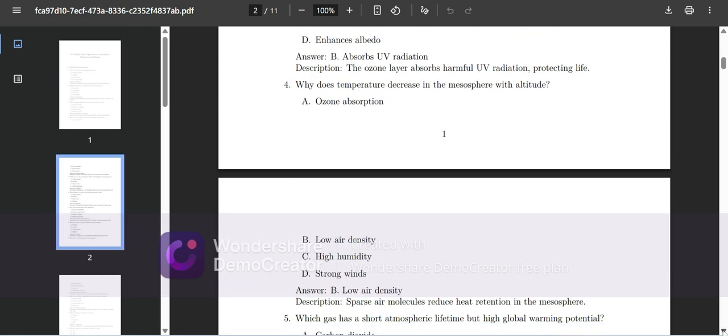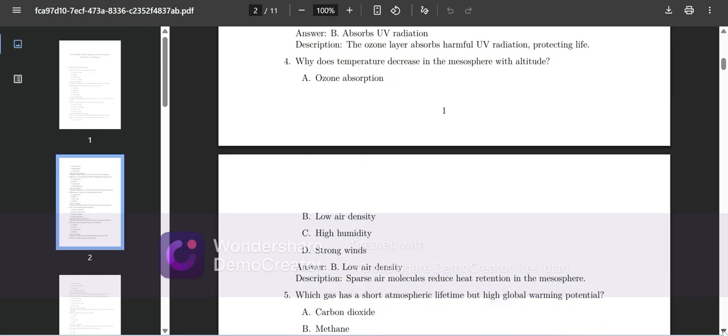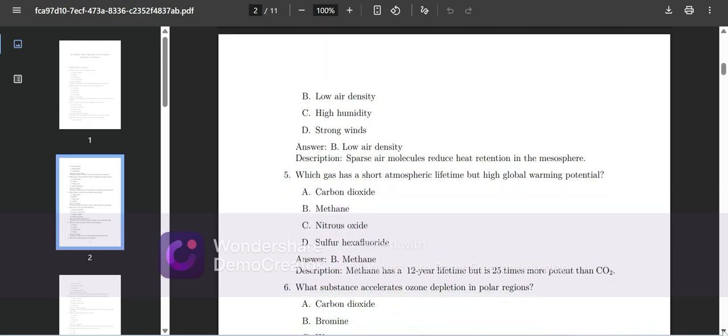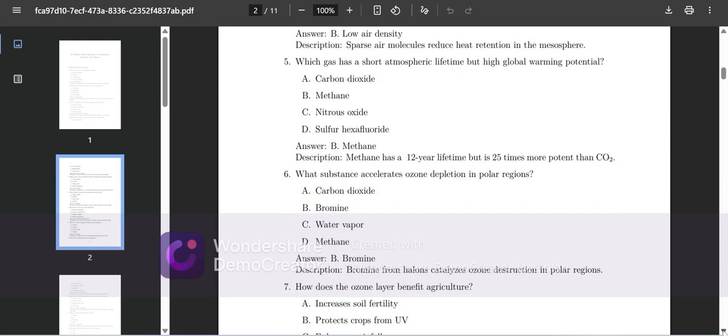Why does temperature decrease in the mesosphere with altitude? Low air density. Sparse air molecules reduce heat retention in the mesosphere. Which gas has a short atmospheric lifetime but high global warming potential? Methane. Methane has a 12-year lifetime but is 25 times more potent than carbon dioxide.